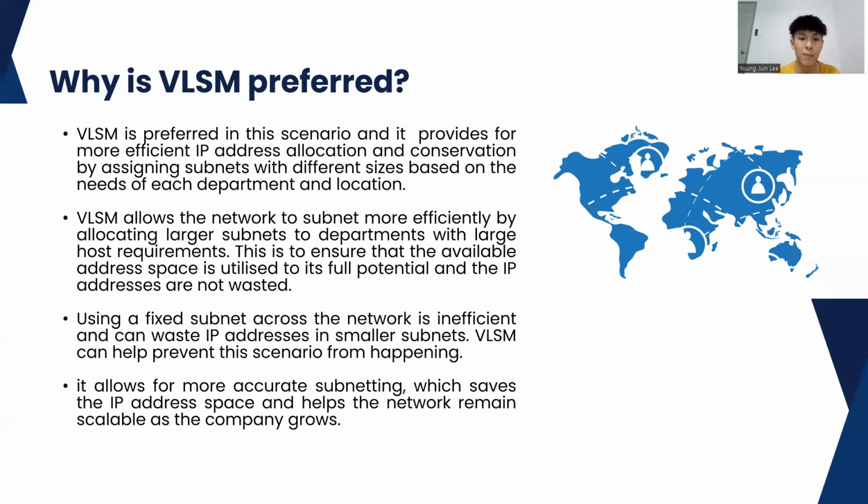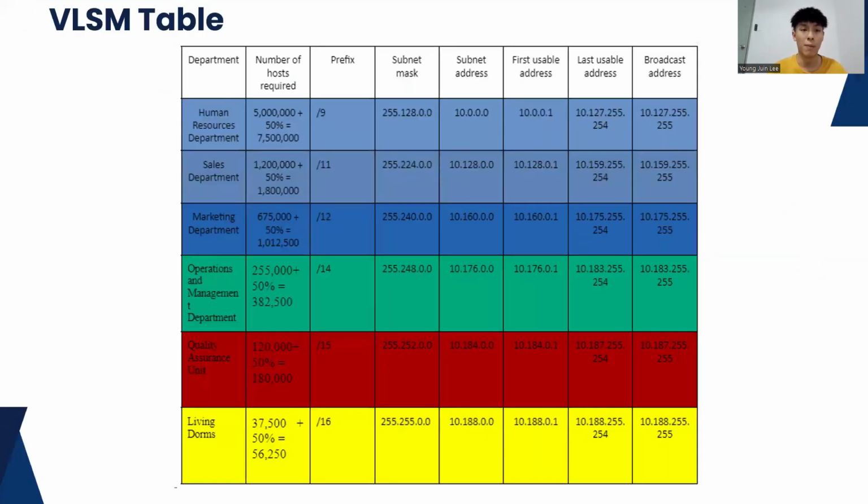Using fixed subnets across the network is inefficient and can waste IP addresses in smaller subnets. VLSM can help to prevent this scenario from happening. It allows more accurate subnetting, which saves the IP address space and helps the network remain scalable as the company grows. Next is our VLSM table.